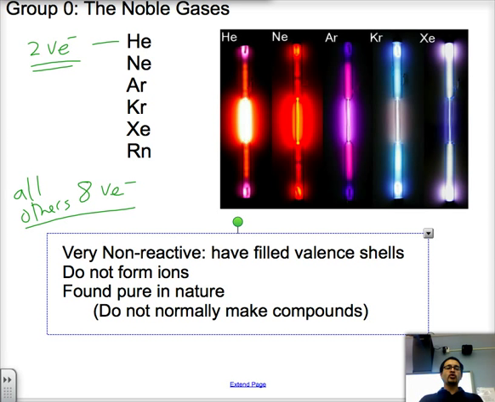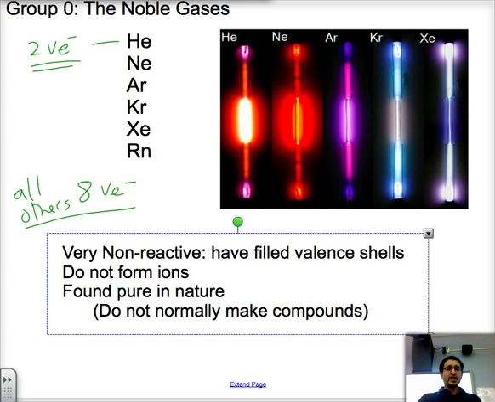Because of that, they are going to be very non-reactive. They do not want to form ions. They are found pure in nature because they do not want to make compounds. You can force krypton and xenon to make compounds, but it's very, very difficult. Helium and neon, for example, have never been made into compounds. So they, up to now, are very, very unreactive.